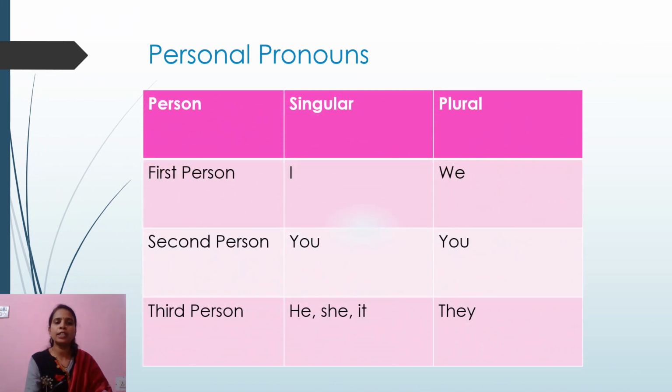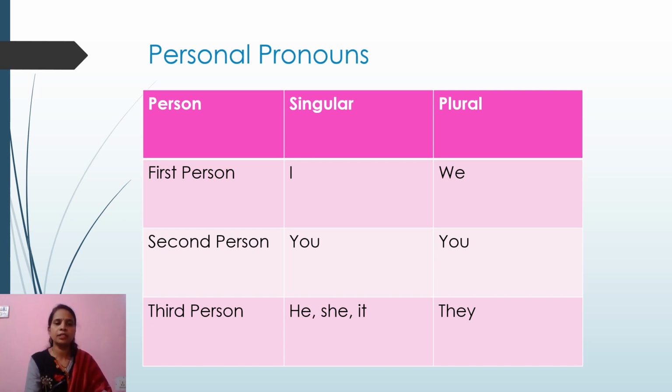Now let's see what is first person, second person and third person. These are a type of pronoun called personal pronoun. In first person, singular it is I and plural we, and second person you in singular and plural. So first person means the speaker. If I am teaching, I am the first person, and second person is the listener. Third person has he, she and it in singular form and they in plural form.